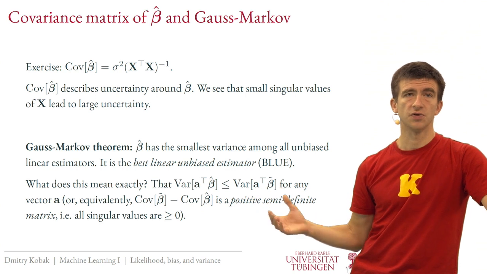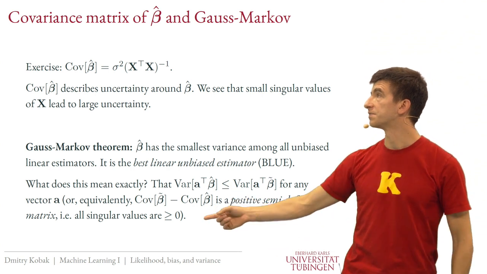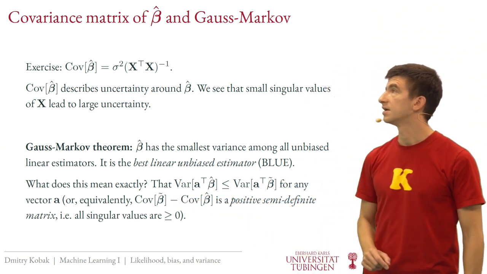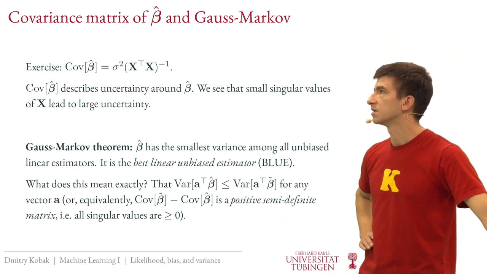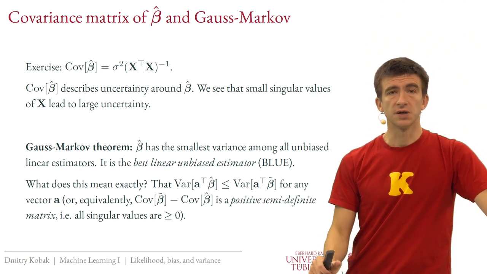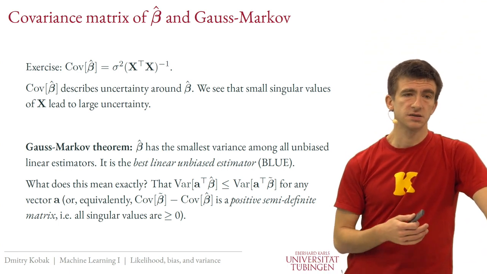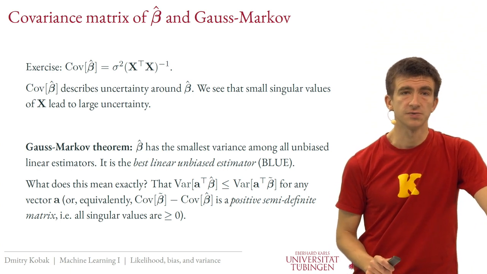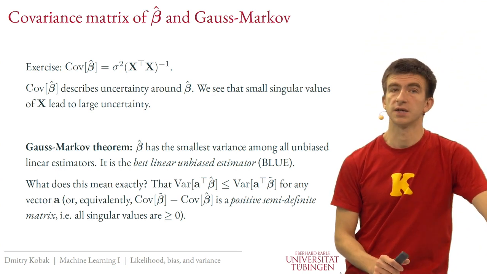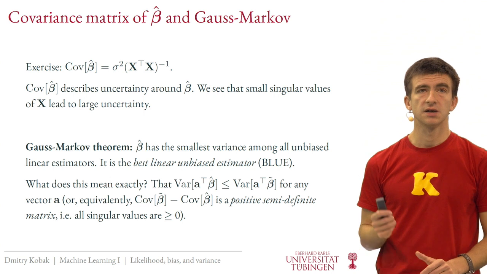So here's a technical definition of what a larger variance means. It means the variance in any direction is larger, or another way to say it is that the difference between the covariance matrix of any other estimator and our least squares estimator, beta hat, is a positive semi-definite matrix, with non-negative singular values. I'm not going to prove this theorem, not even as an exercise. But this is a very important result. It provides another justification for why this particular procedure, beta hat, is a good procedure. It's some kind of a statistical guarantee that you are getting the best estimate among all unbiased estimates.